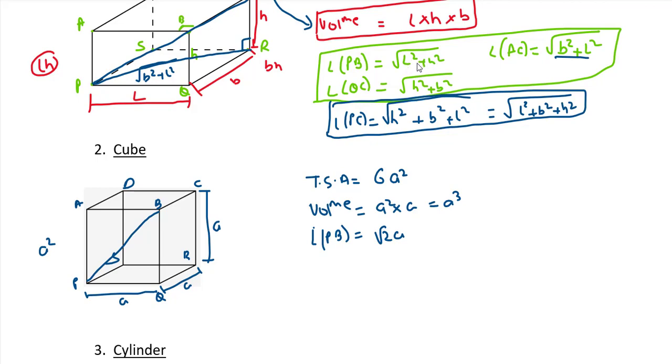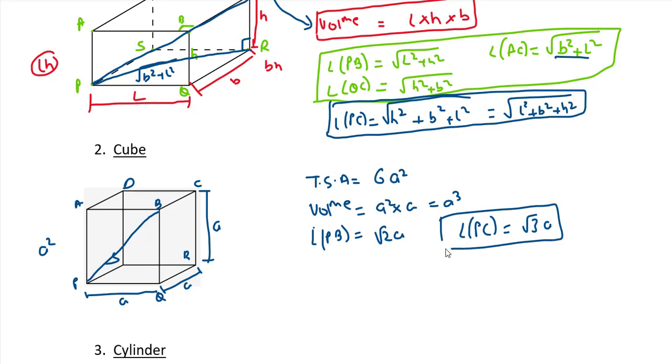You can substitute the values in this equation. L equal to H, which will be A square plus A square, which will give us square root of 2A square. So A will come out and we'll get root 2 A. On similar lines, we can get the length of the body diagonal, say PC. We can use the similar procedure, or we can simply substitute L equal to B equal to H in the above equation for cuboid, which will give us root 3 times A.